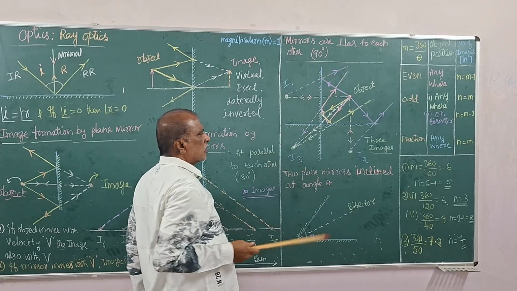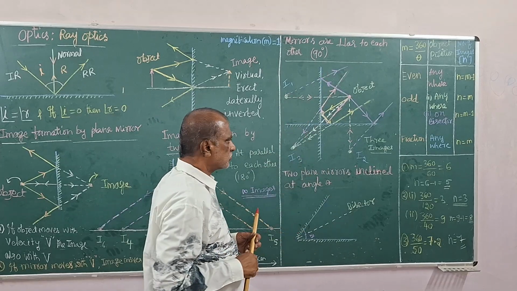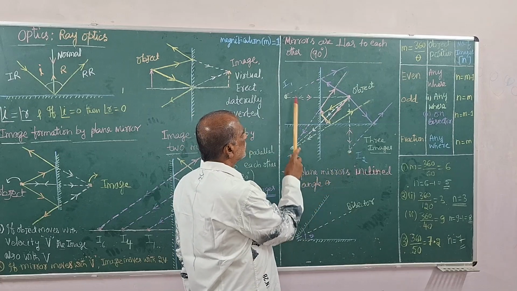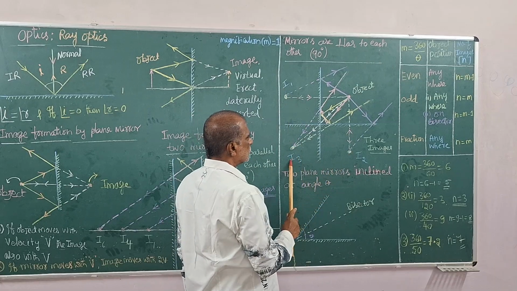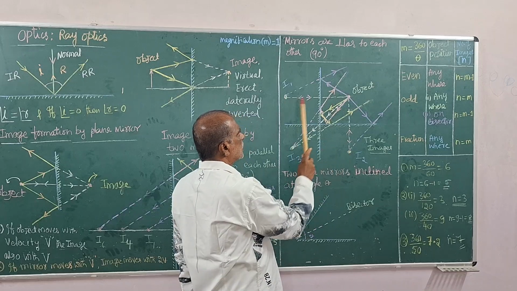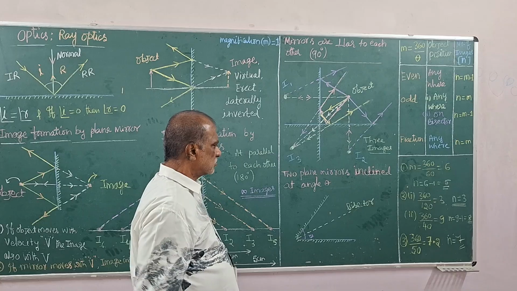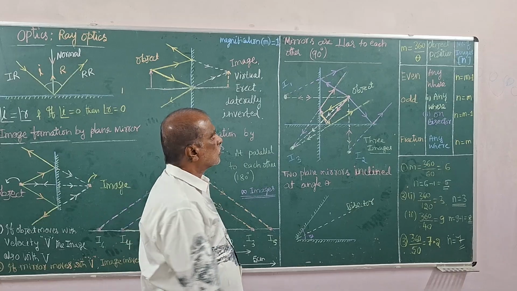So due to this alignment, how many images are possible? Three images. Here three images are possible if the plane mirrors are perpendicular to each other.